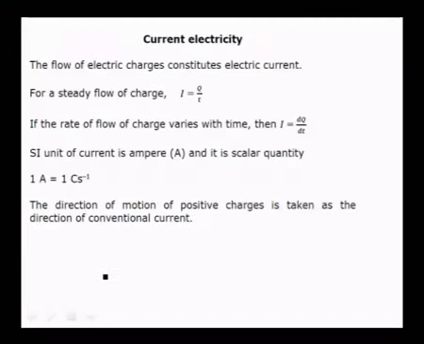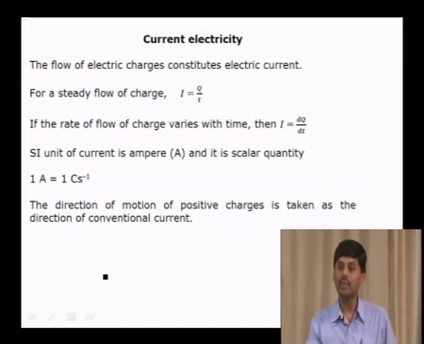In this class, we are going to discuss the synopsis followed by the NEET CET questions on the current electricity topic. First, we begin with the synopsis of electric current. The flow of charges constitutes electric current. For steady flow of charges, I is equal to Q by t. If the rate of flow of charges varies with time, then I is equal to dQ by dt. The SI unit of current is ampere and it is a scalar quantity.